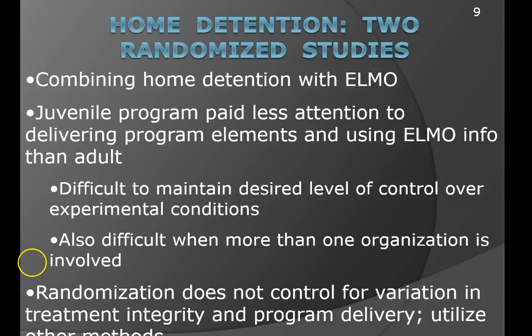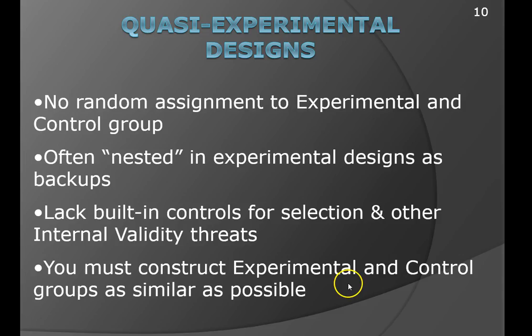And this program paid less attention to delivering program elements and using ELMO information than adults, and it was difficult to maintain a desired level of control over the experimental conditions. It was also difficult when more than one organization is involved whenever you are doing this evaluation. So randomization does not control for the variation in treatment integrity and program delivery. You have to utilize other methods when you're looking at this during certain types of evaluations.